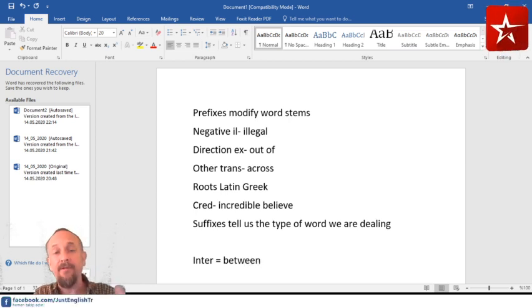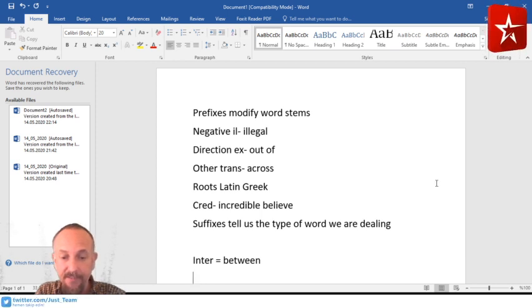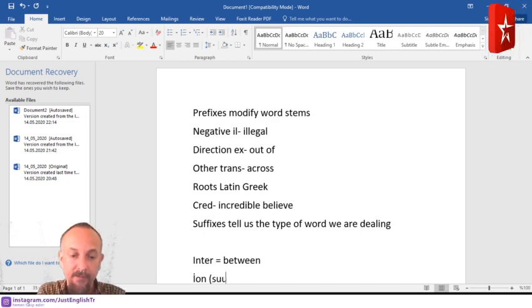Between. And we already know that sect means to cut. So that's the prefix. We have this eon suffix too, and I'm going to just put suffix there. You have to forgive my typing skills.